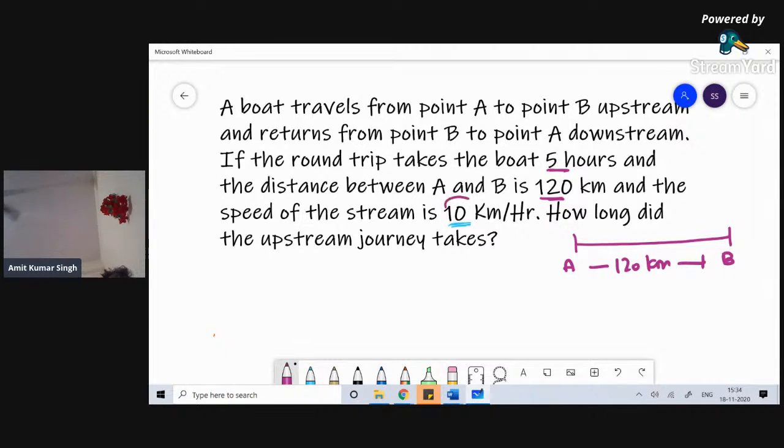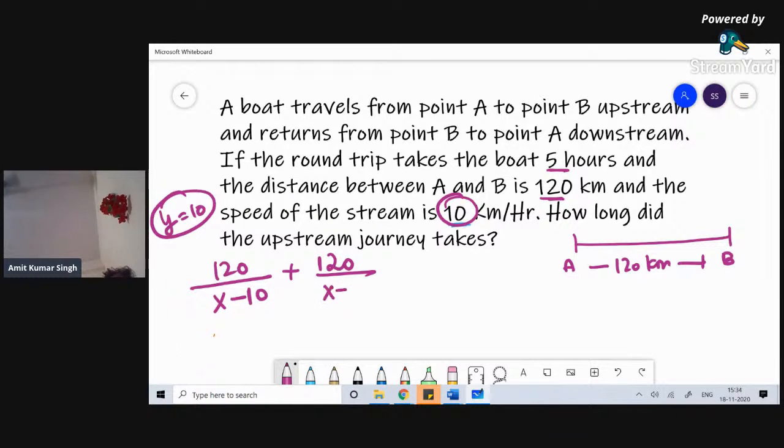So the speed of the stream y is given to you. y is equal to 10. You have to find x. So 120 is the distance, and the speed is x minus 10, so this is the upstream time, plus 120 divided by x plus 10, this is the downstream time. This total time is 5 hours. You just need to solve this equation, Madhvi.